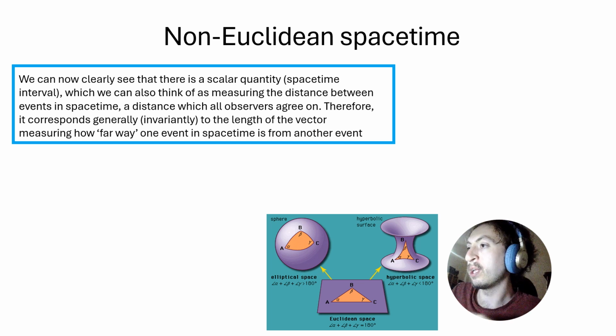And so the length of this vector is acting like a scalar quantity. It's not changing when we change our reference frames, or in other words, our coordinate system, much like we would expect with an ordinary vector.